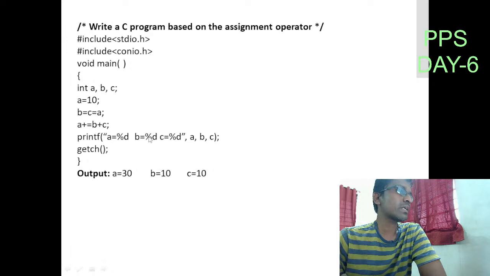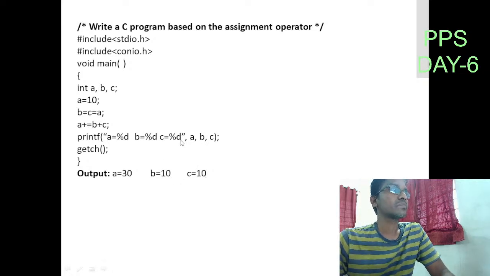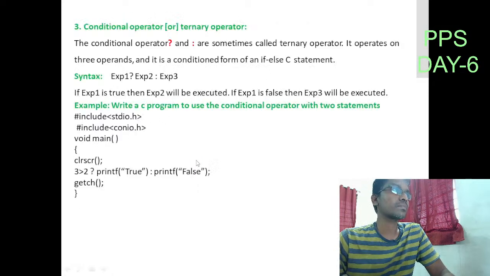So next, what is the b value? Here I assigned a, that is 10, to c as well as b. That's why if you print c and b, then you get b is equal to 10 and c is equal to 10 only. So that is an example of assignment operators.